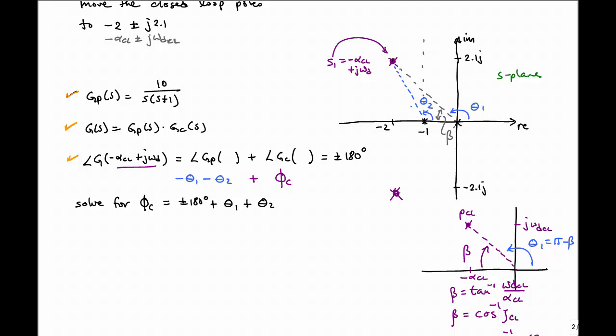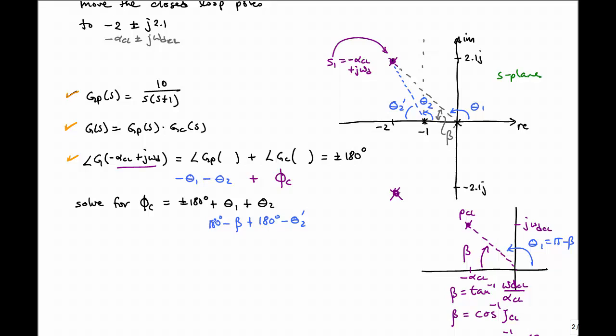And the angle theta 2 is related to the inside angle here. I'll call it theta 2 prime. So let's go ahead and write this. Theta 2 is equal to 180 minus theta 2 prime. And for theta 1 we have pi, or 180 degrees, minus beta.